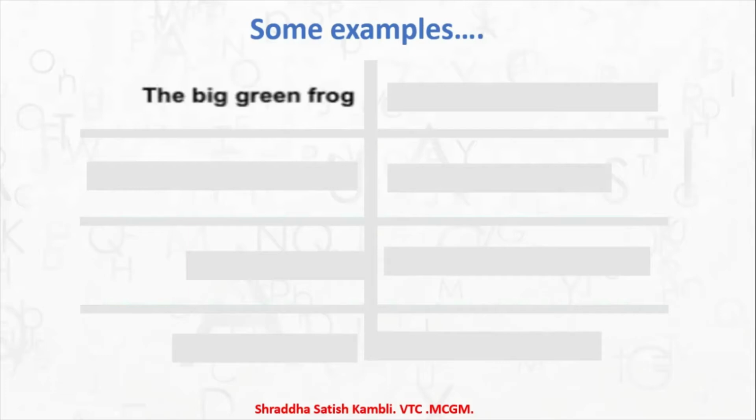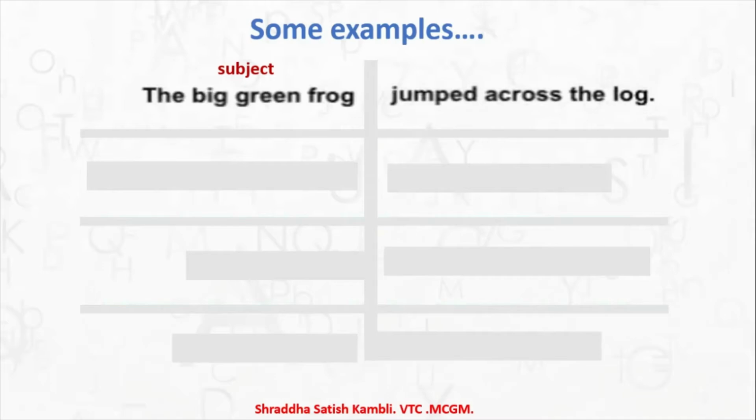So the big green frog. Who? The big green frog. So the big green frog is the subject. Now we are going to tell you something about the big green frog, that is, jumped across the log. So what did the big green frog do? He jumped across the log. So the jumped across the log part is the predicate.